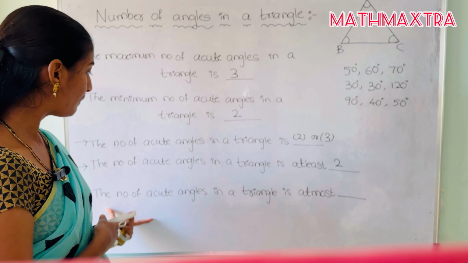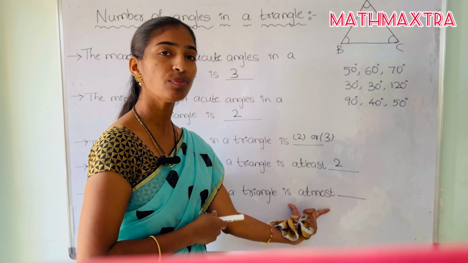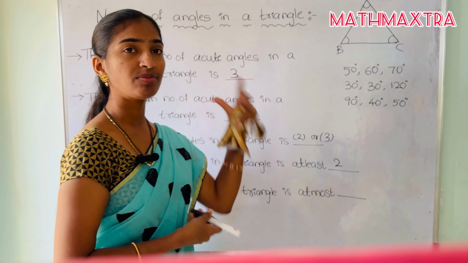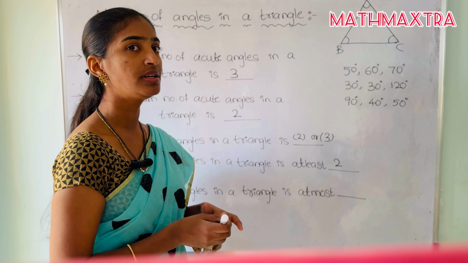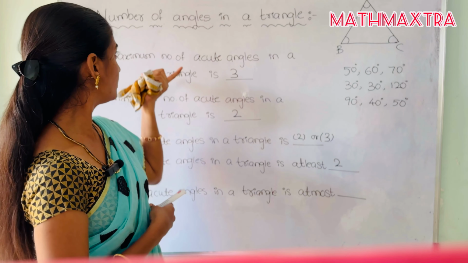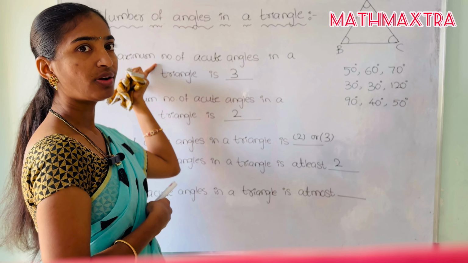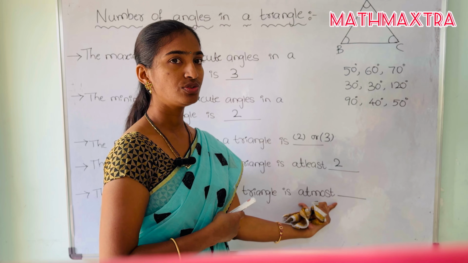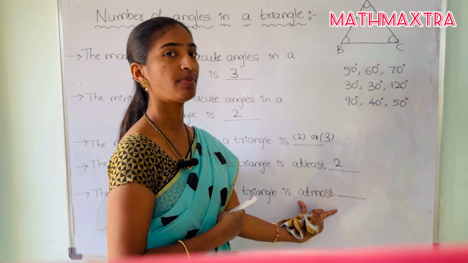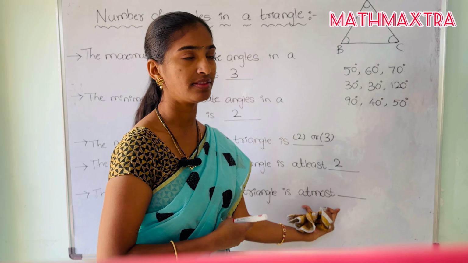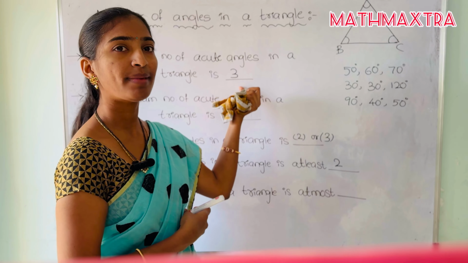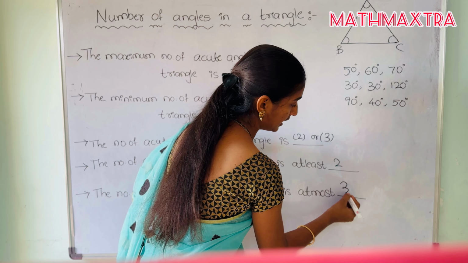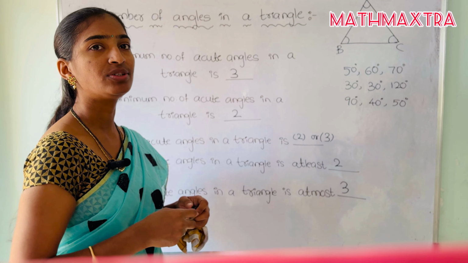See the next one, the number of acute angles in a triangle is at most. At most means maximum. How many maximum number of acute angles are possible in a triangle? Sometimes this word maximum is not mentioned in the question. If they mention at most, you should identify that it means the maximum number. How much is the maximum number? 3. So this is 3. In this way, you have to answer.